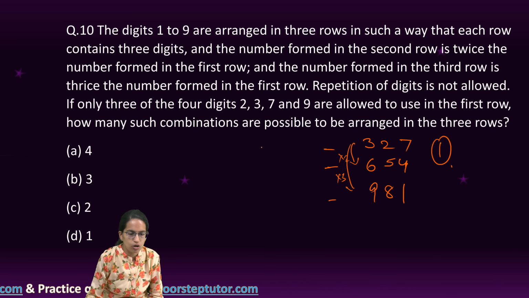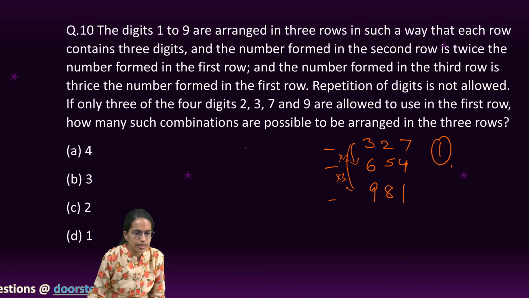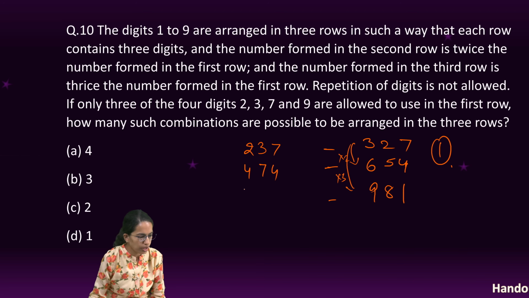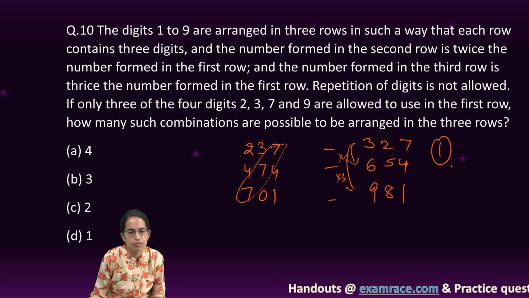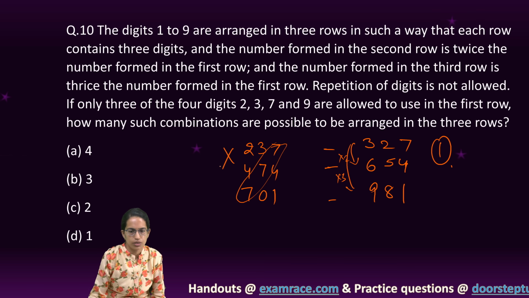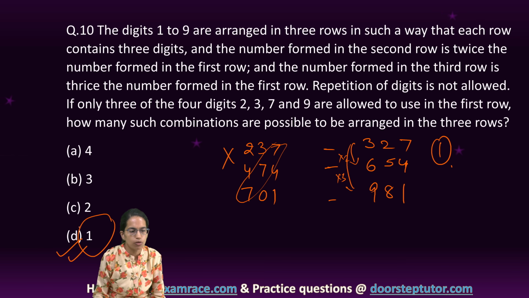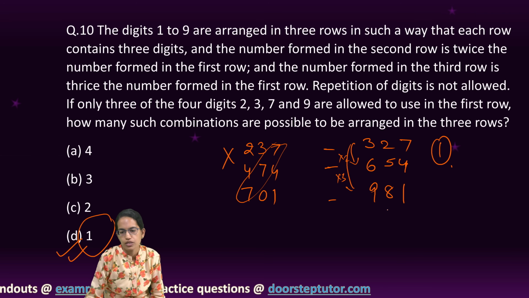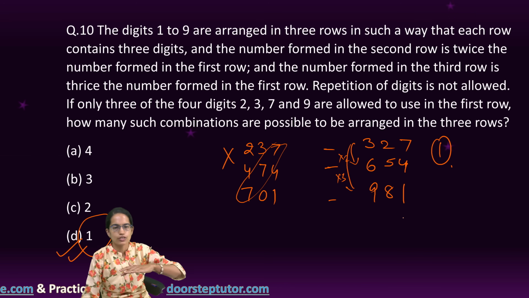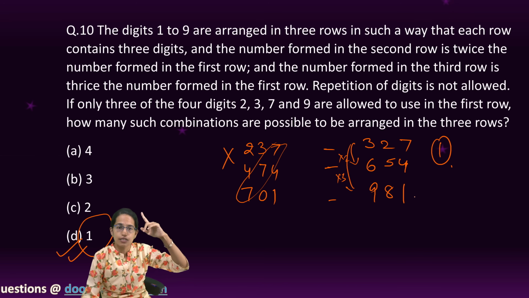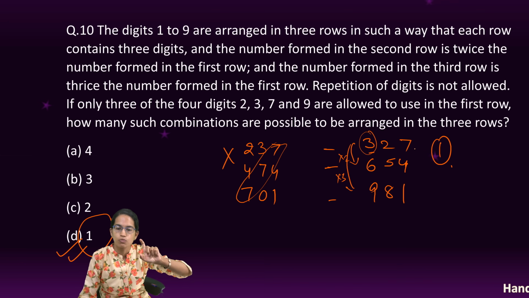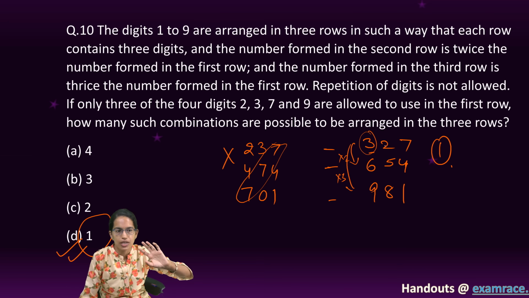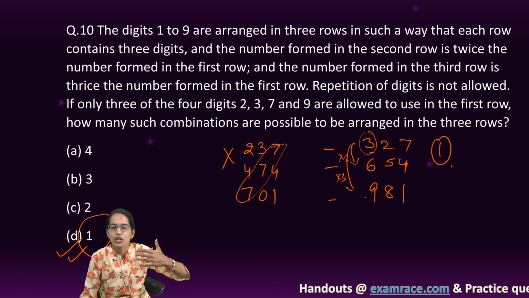Let me try another combination. I tried another combination and this was 237, 474 and 701. This was another combination that I found, but here there is repetition. So this cannot be a possible combination. So only one possible combination does exist, where all of the numbers are different and the next row is actually twice and the third row is thrice the first row. Now note, in the starting of the first row, the number could be small. 7 I cannot use in the beginning. Okay, any big numbers I cannot use because I have to double and thrice it.